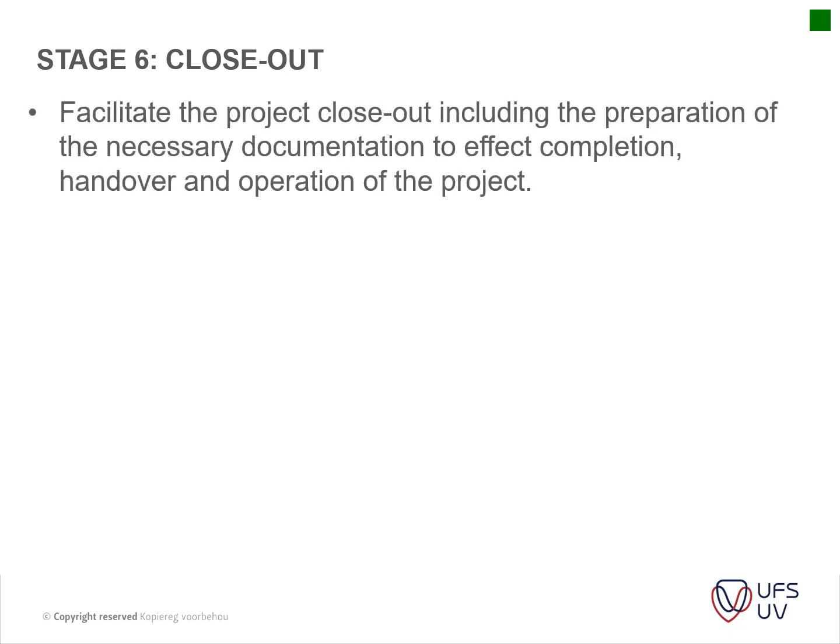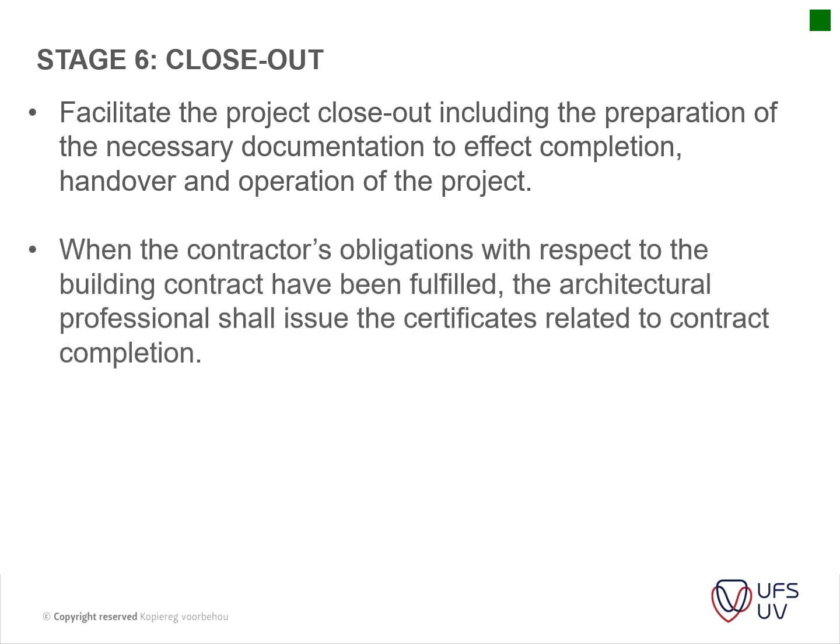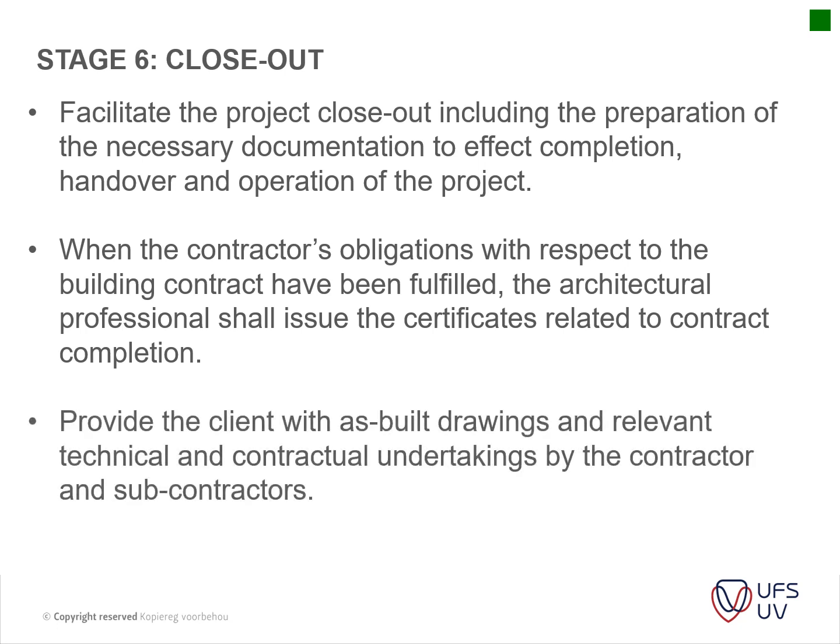Then you've got your closeout, where you facilitate the project closeout, including the preparation of the necessary documentation to effect completion, handover and operation of the project. So that's your closeout report, etc. So the contractor's obligation with respect to the building contract has been fulfilled, and the architectural professional shall issue the certificate related to the contract completion. Completion certificate, QS, is usually the final account. Provide the client with as-built drawings, this is for the architects, and relevant technical contractual undertaking by the contractor. Usually it's like an occupation certificate that's issued, depending on what type of project you're busy with.